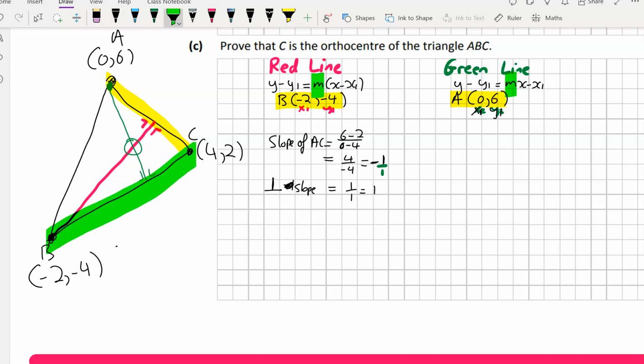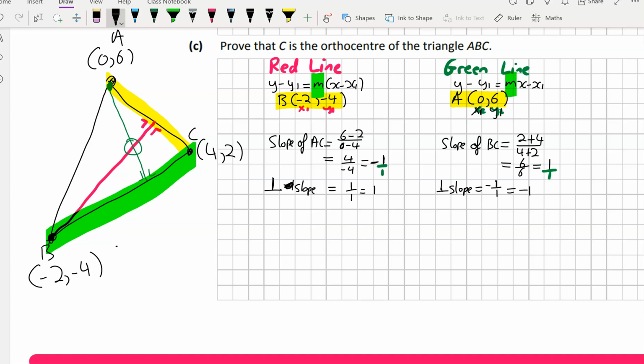Now, for the slope of the green line, remember the green line is perpendicular to the line that goes from B to C. So I'll find the slope of the line B to C, then flip it and change the sign. I see the slope of the line BC is 1. I want the perpendicular slope. 1 is 1 over 1, so flip it upside down. I get 1 over 1 and change the sign. I get -1 over 1, which is just a slope of -1.